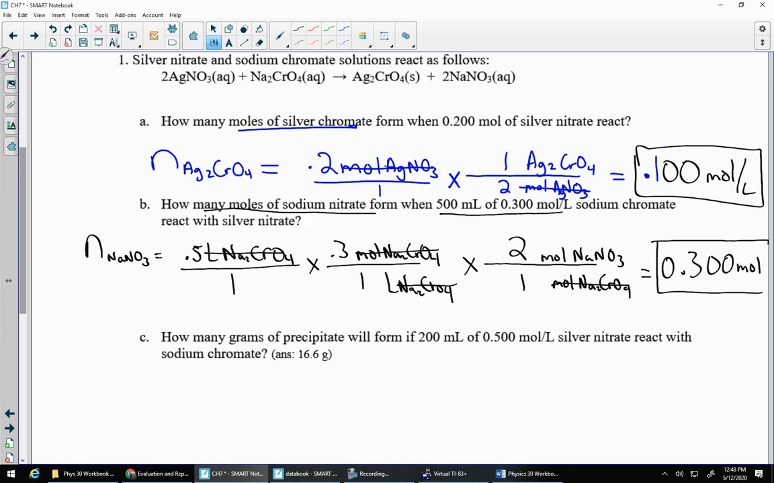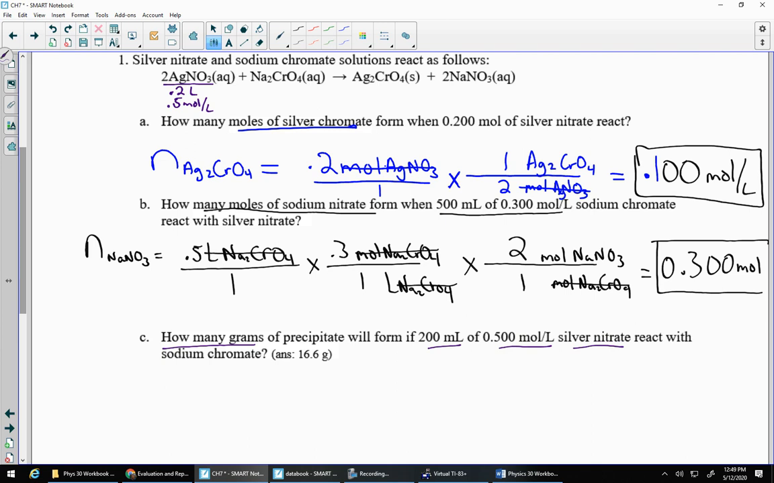So how many grams, that's our question mark, how many grams, it's mass. Okay, how many grams of precipitate will form if 200 milliliters of 0.5 mole per liter silver nitrate react with sodium chromate? Oh boy, okay, that's a lot. So I've got 200 milliliters of 0.5 mole per liter silver nitrate. So silver nitrate, that's right here. I've got 0.2 liters, or 200 milliliters, and I've got a concentration of, let's see, it was 0.5 moles per liter. So that's a lot easier to deal with than out of the sentence down below.